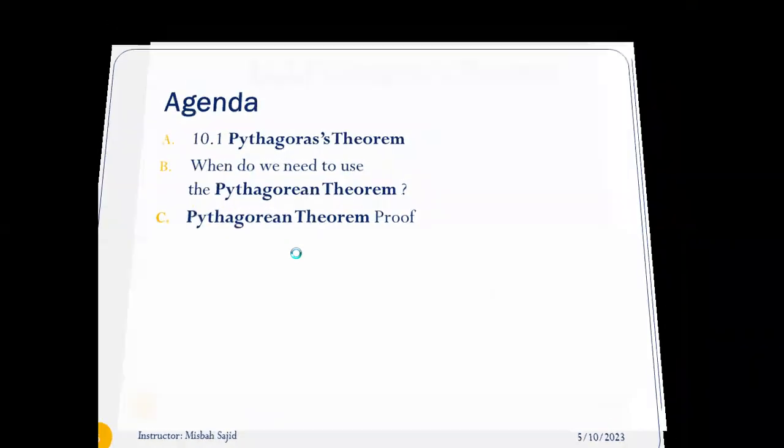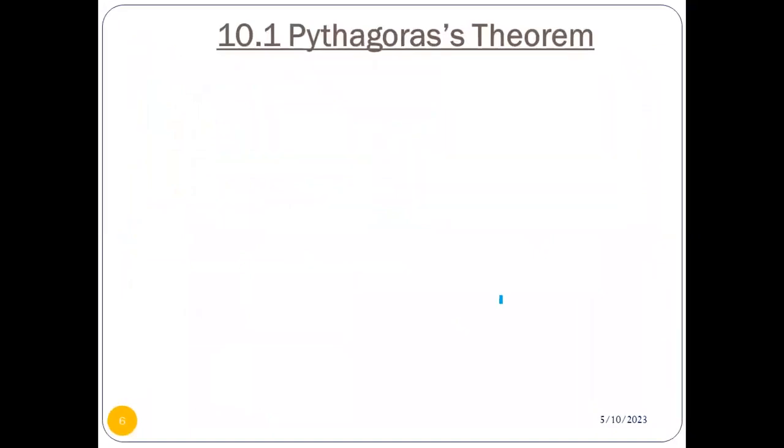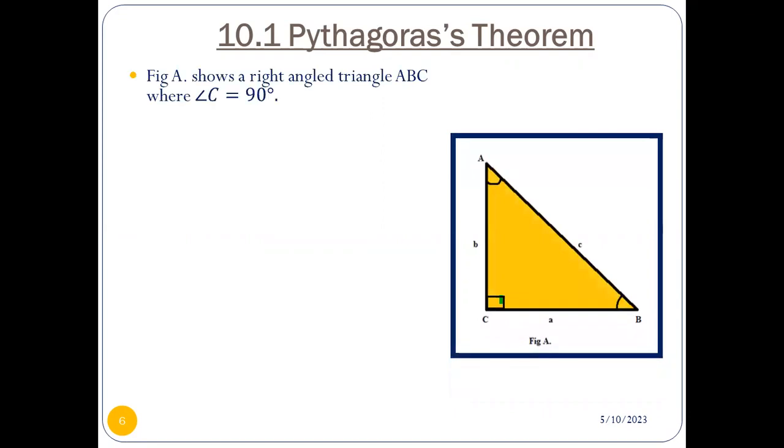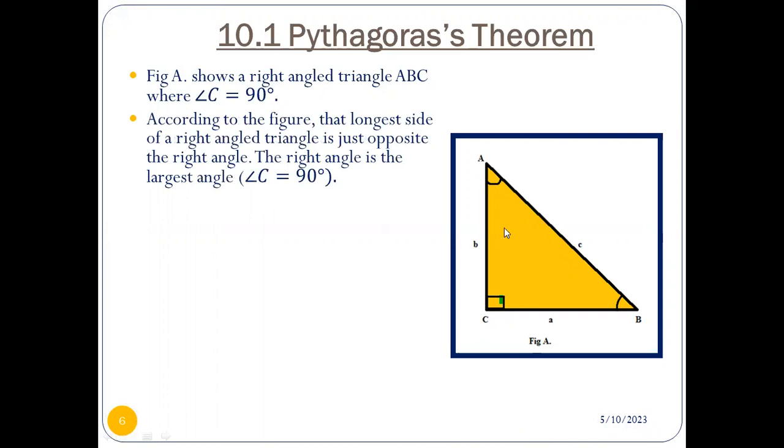Okay. So here is section 10.1, Pythagoras Theorem. First of all, we should know one thing: we can apply this theorem, Pythagoras theorem, only on a right angle triangle. Now let's see here. This is figure A, and it shows a right angle triangle ABC. Here angle C is 90 degrees. That is why it is called a right angle triangle. And if we see, the opposite side of angle C is the longest side of the triangle. It is just opposite the right angle, and the right angle is angle C, that is 90 degrees.